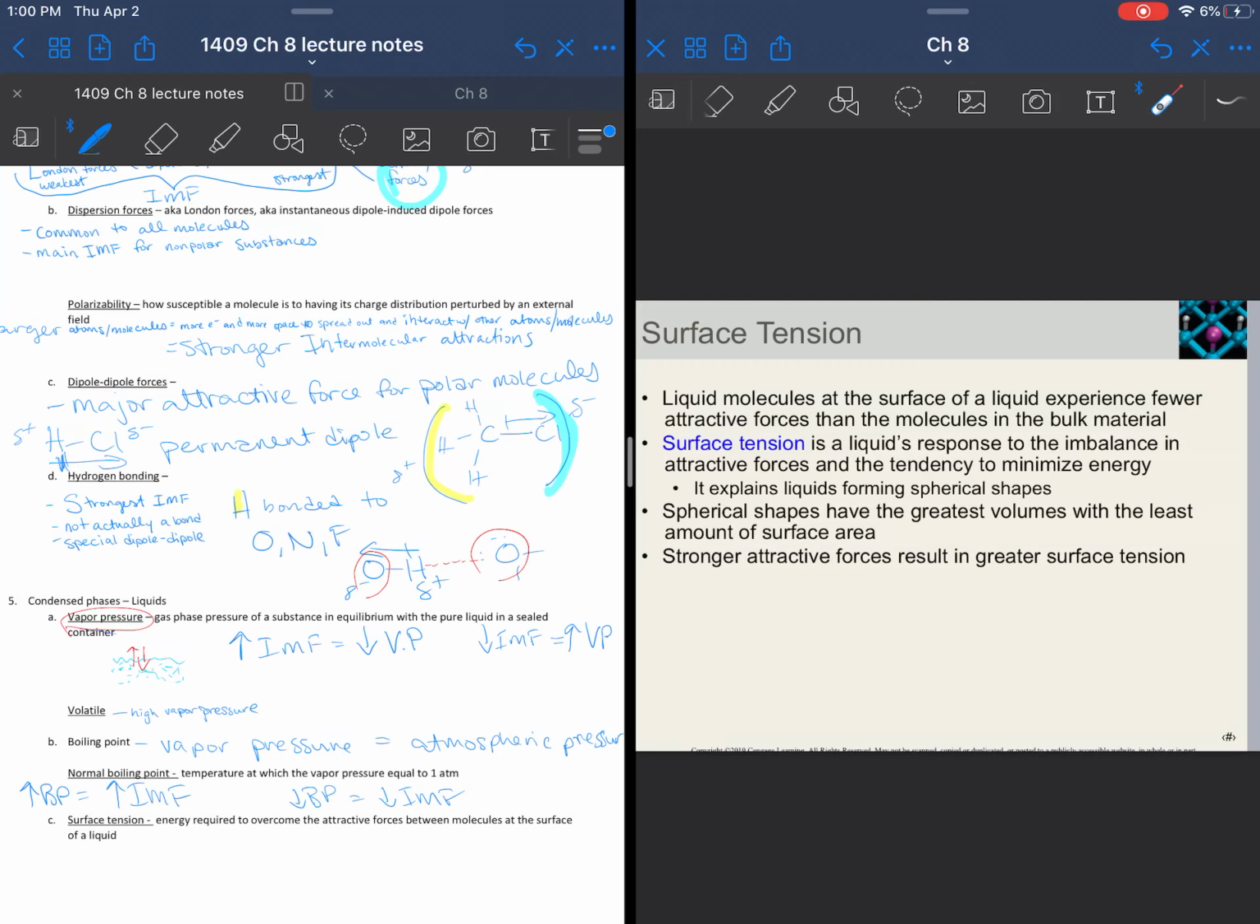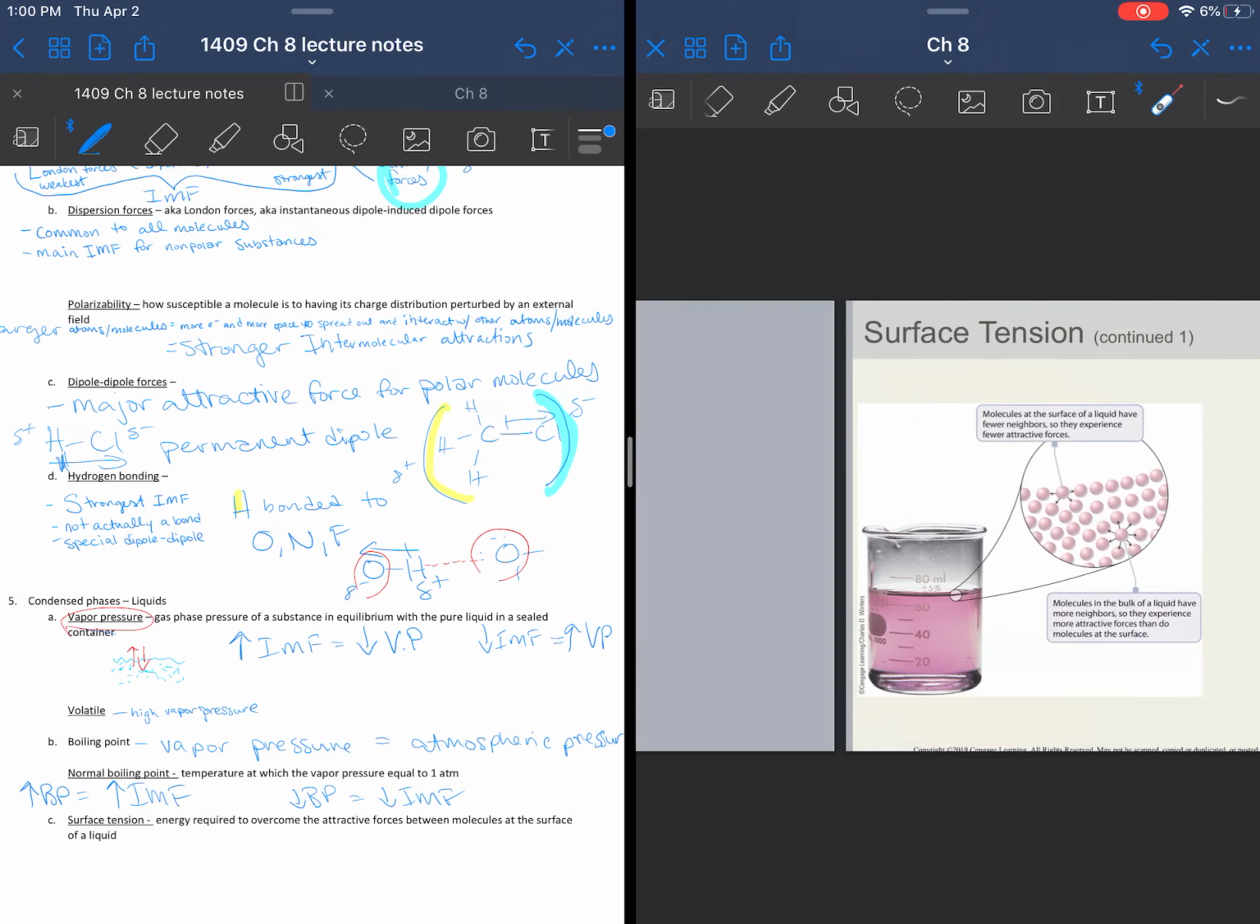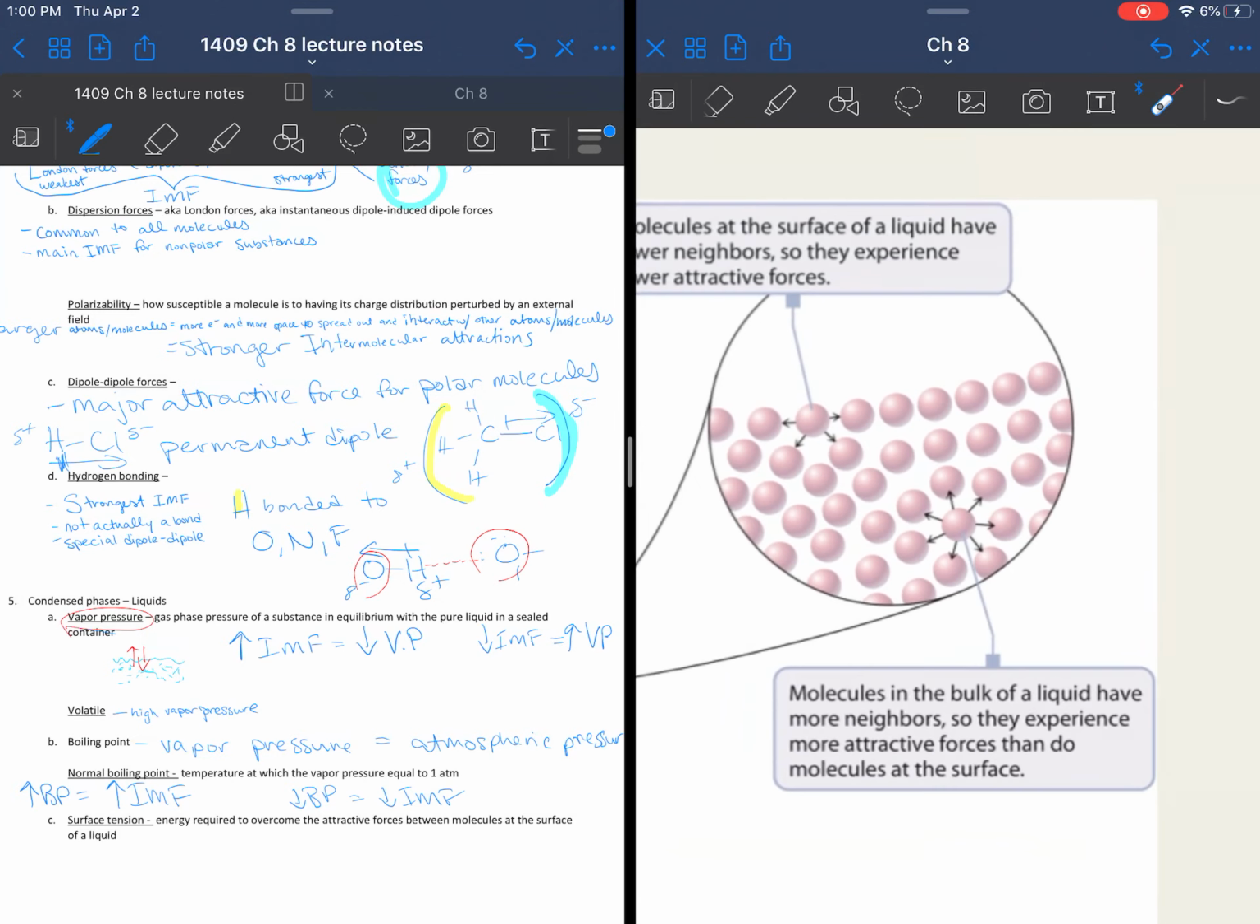The final piece here is surface tension. Surface tension is, we can read this together, right? It's the response to the imbalance in attractive forces at the surface of a liquid, and the atoms at the surface are going to try to minimize that energy.